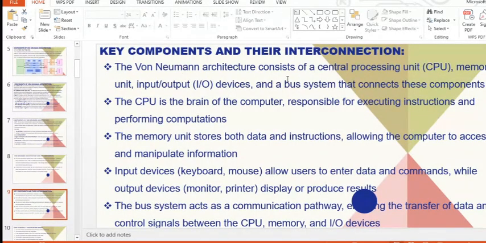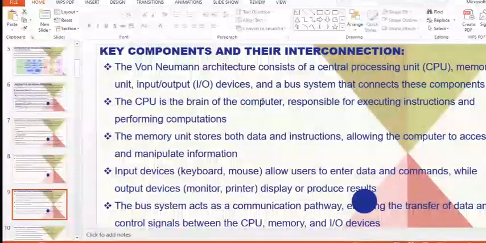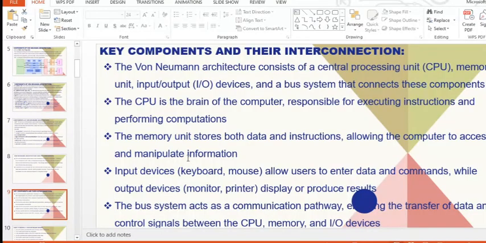Talking about these key components, how are they interconnected? The central processing unit, the main memory or memory unit, and the input and output devices. For the connections you have to use what we call the system bus. This system bus allows you to transfer the data, the addresses, and also the control signals for you to be able to process your data and instructions. Don't forget about that.